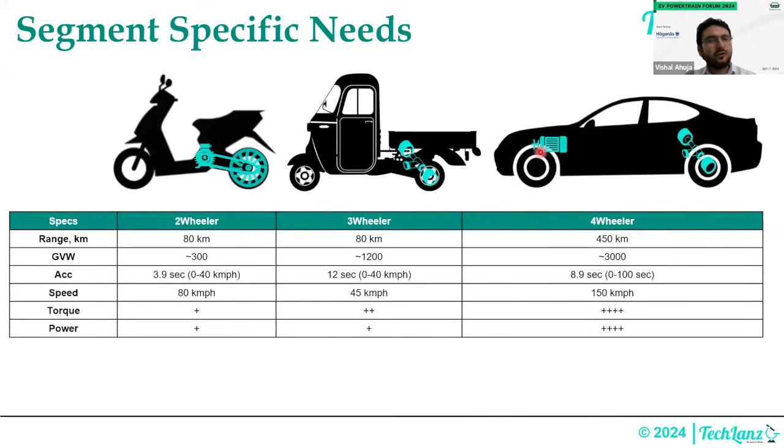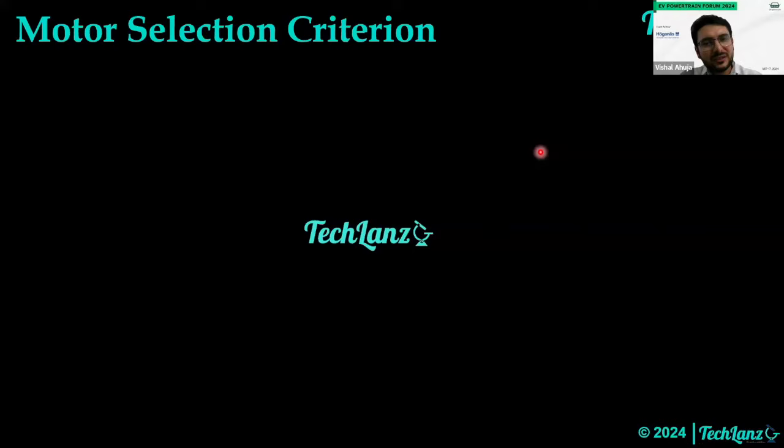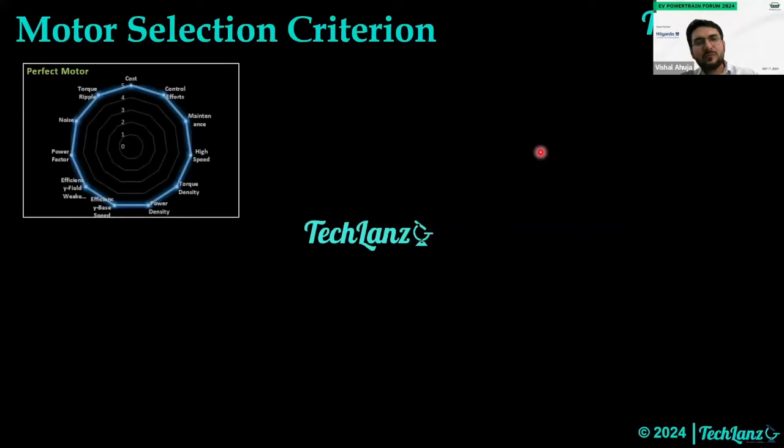So first and foremost is what application your vehicle is in. Based on that, you have to decide, because while choosing this, you have the option of multiple choices, right? So what you want from a perfect motor is, at the lowest cost, the very least amount of control effort. You want very minimum maintenance. You want very high speed applications.